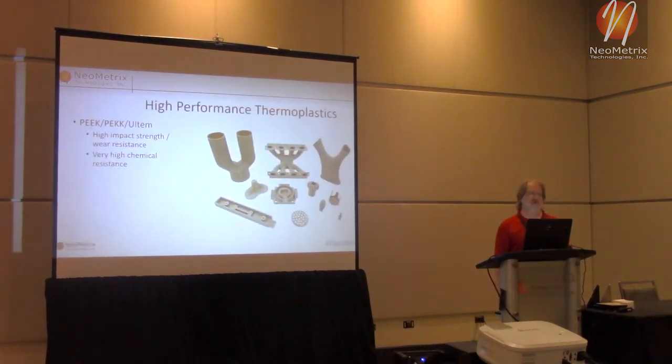If you have more demanding material requirements, then you can get into the higher performance thermoplastics like PEEK, PEKK, and ULTEM. These are a little bit more difficult to print because they require a high temperature printer, and the materials are a little bit more finicky. But you've got much more robust parts that you'll fabricate, good temperature resistance, and very good chemical resistance.